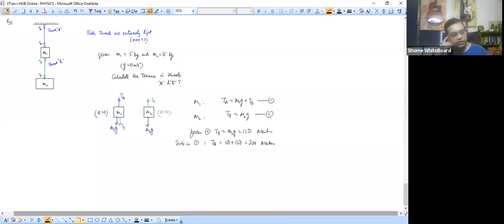Yuvraj, to answer your question, a spring is a slightly different situation compared to a thread or a rope. A spring actually stretches in length, whereas a rope or a thread does not really stretch in length. It has a tendency to stretch, but its length remains the same. Okay, is it clear, Yuvraj?